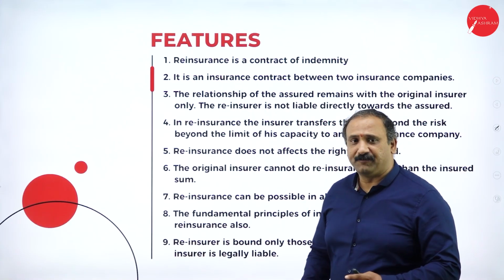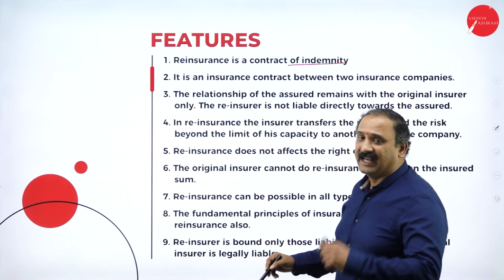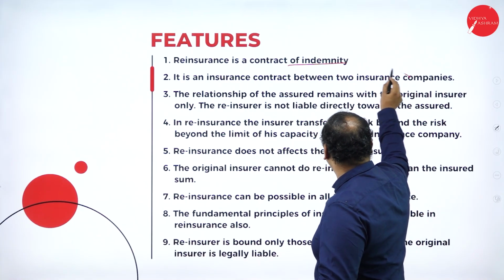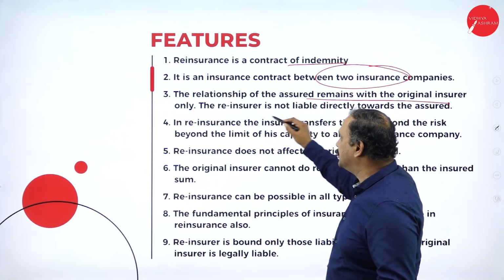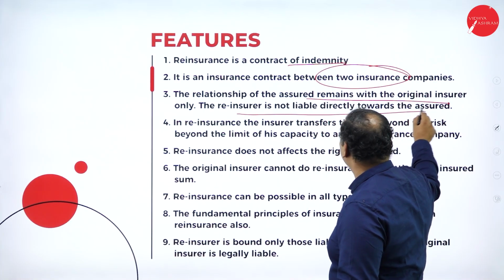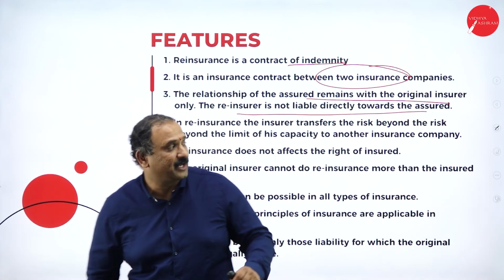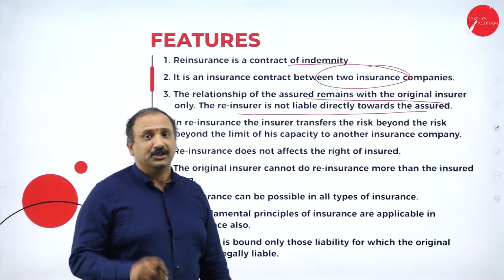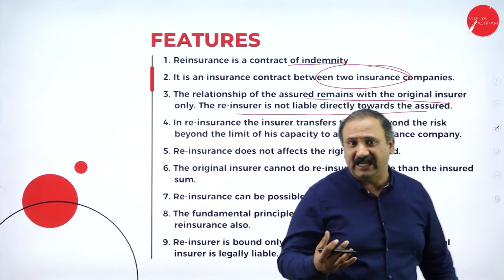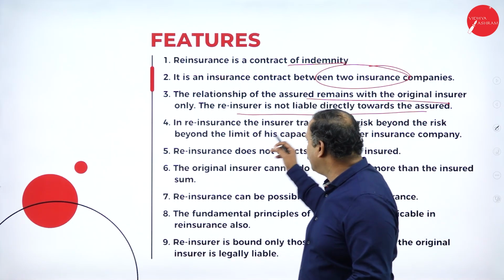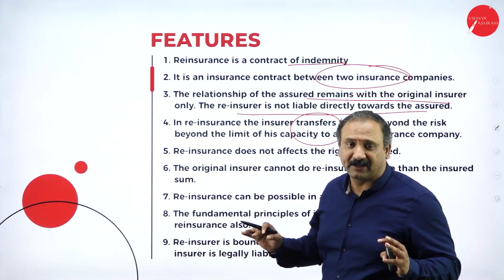Now, what are the features? The first one is that reinsurance is a contract of indemnity. It's an insurance contract between two insurance companies. The relationship remains with the original insurer. The reinsurer is not directly liable towards the asset or towards any of the financial liability that we are talking about. So at any given point of time, the person who goes there, he is directly involved and not the reinsurer. In reinsurance, the insurer transfers the risk beyond the limit, not every factor.